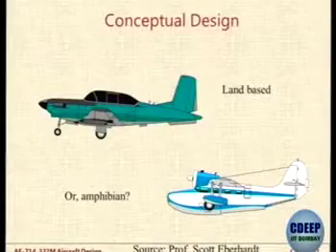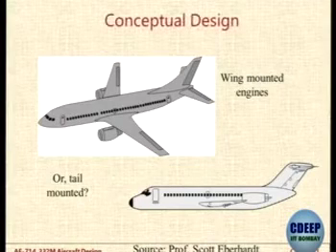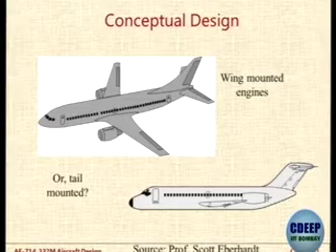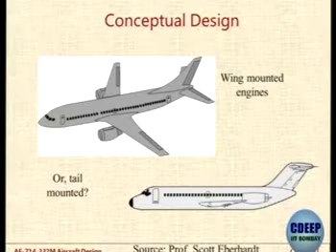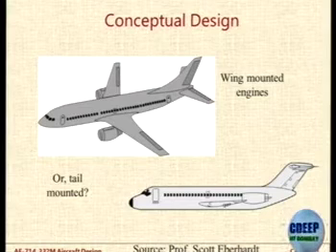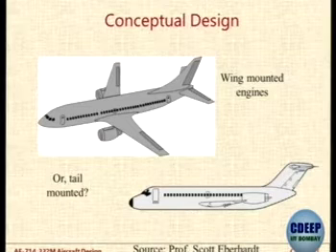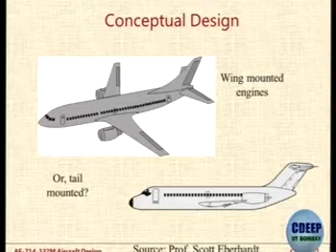We have to make some decisions. So are we going to go for an aircraft with jet engines or a propeller? Are we going to go for a land-based aircraft or an amphibian aircraft? Are we going to go for wing-mounted engines or tail-mounted engines? Each of these decisions is based on certain very standard reasons. Seldom in design do we have the freedom to say, oh, I like rear-mounted engines, they look good, so I just put them. So let's see, for example, wing-mounted engines or tail-mounted engines.